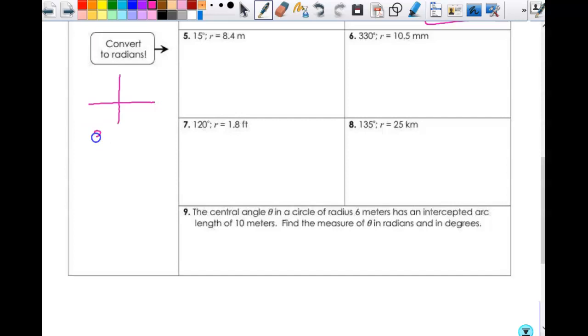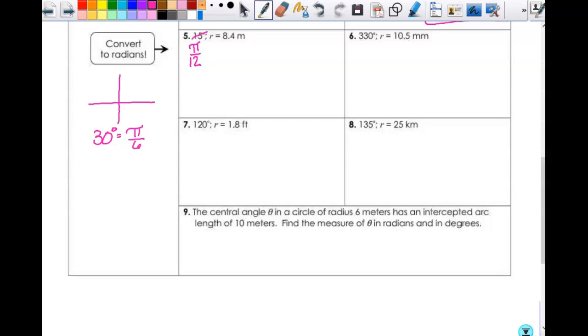So 30 degrees is what in radians? Pi 6. So that would be pi 12ths, right? It's half of 30, so it's half of pi 6. So 15 degrees is pi 12ths. Do you see how you use some reasoning and what you know about the unit circle, not just substituting it into a conversion formula every time? Sometimes that is necessary, but that is not always necessary.